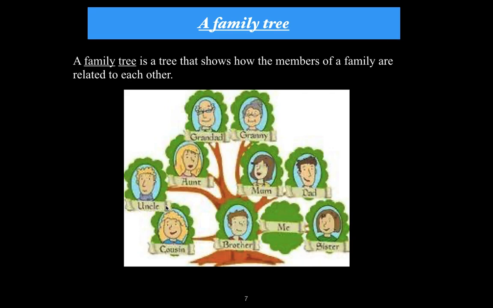Let's now talk about the family tree. A family tree is a tree that shows how the members of a family are related to each other. For example, as you can see in the picture, how you are related to your cousin. It shows how your mom and dad are related to your uncle and aunt. And it then shows your relationship with your uncle and aunt, right? So it depicts how the members of a family are related to each other.